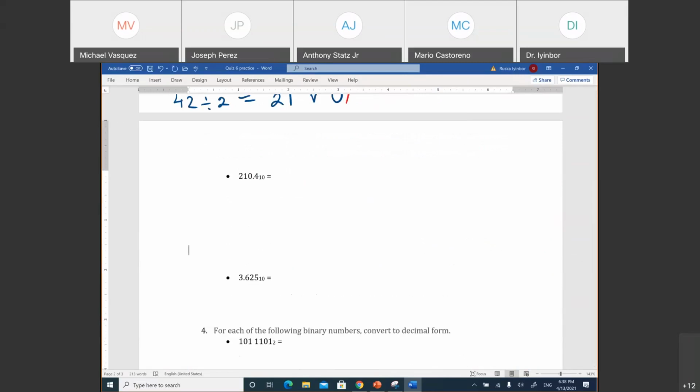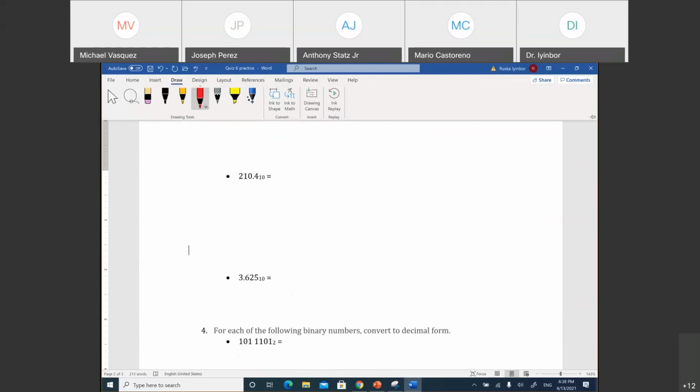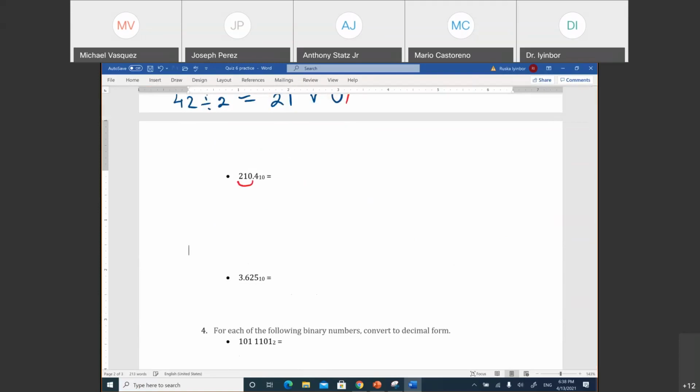Okay, so we have 210.4. Now, because we have a decimal, here 210 is not that big a number, so if you want, you can do it the other way. We can just make a little table for 210. I'm going to do it separately: 210 you do one way, and then you start with 0.4 another way. So let's start with 210.